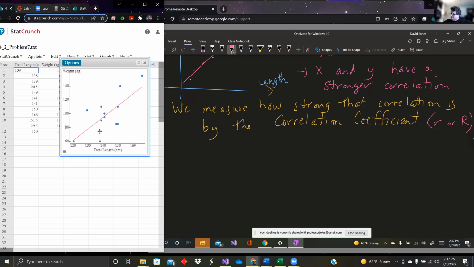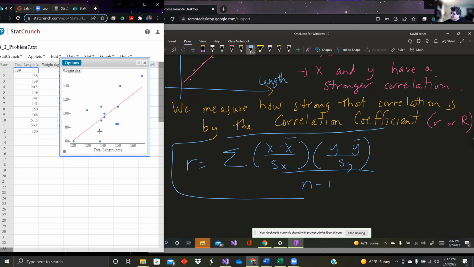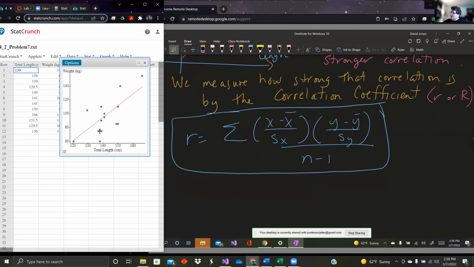So the equation for R is, I'm going to write it out before I explain what it is. And then we have this all over n minus 1. That is the equation. Thankfully, we're not going to use it. I'll show you how to find it by computer. But what it's doing is using these values. The x and the y that don't have a bar above them are for the actual data.